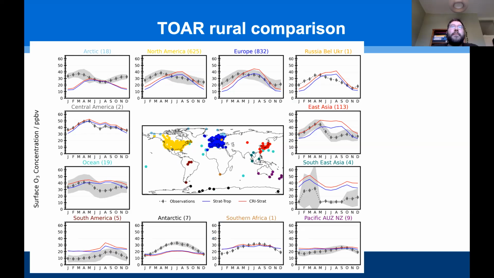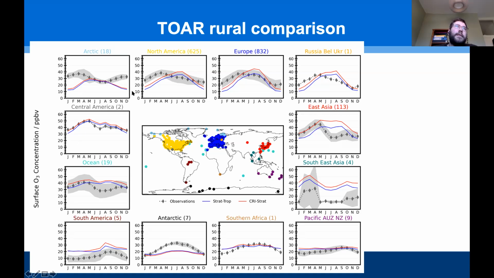So we have here some comparisons of surface observations of ozone around the world in different regions. And you can see that there is a general increase in ozone, particularly in most of the northern hemisphere. In the CRI-Strat mechanism, you get greater ozone production going on. Possibly there are some improvements in some regions, but in other regions it's hard to say really.